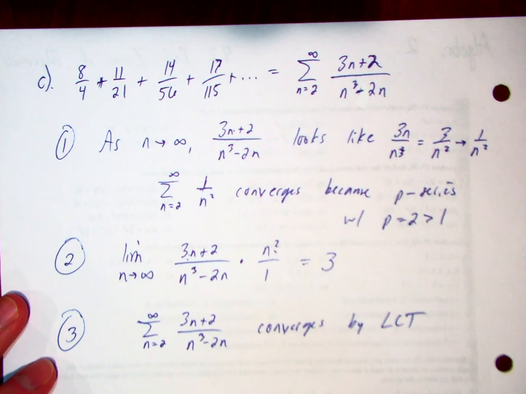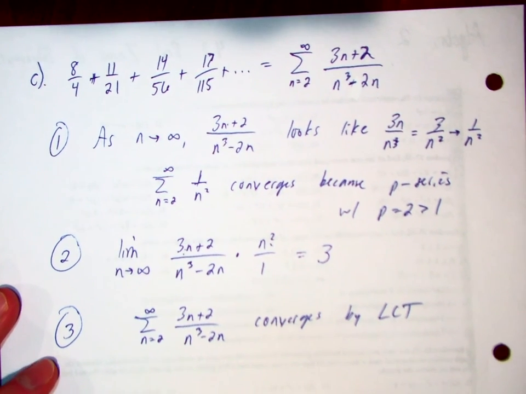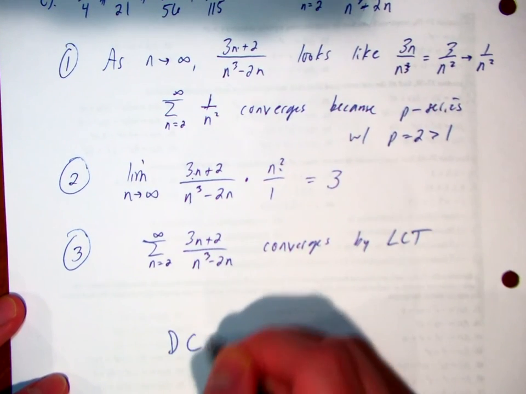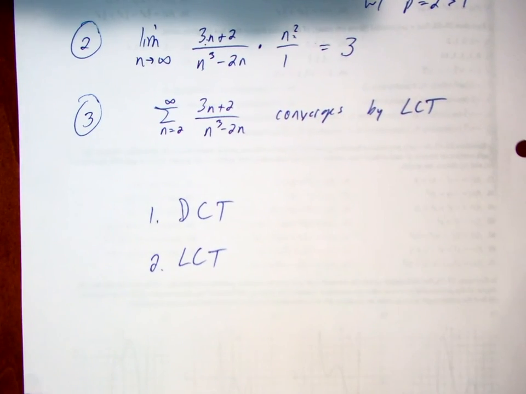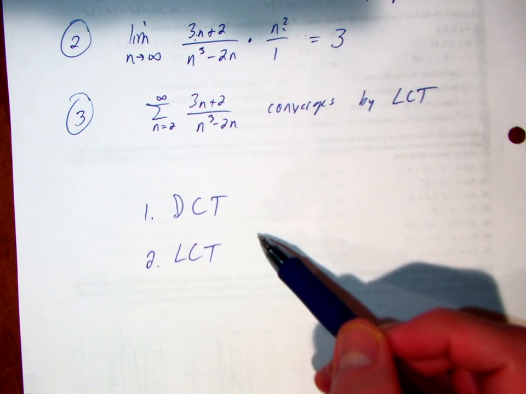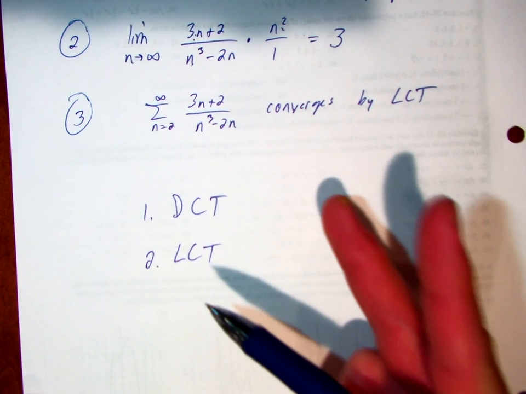All right. So that's 3 examples of using the limit comparison test. Now we have 2 different comparison tests we can use in summary. We can use the direct comparison test, or we can use the limit comparison test. And we have 2 series we can compare these to. We can compare them to a geometric series, or we can compare it to a p-series.